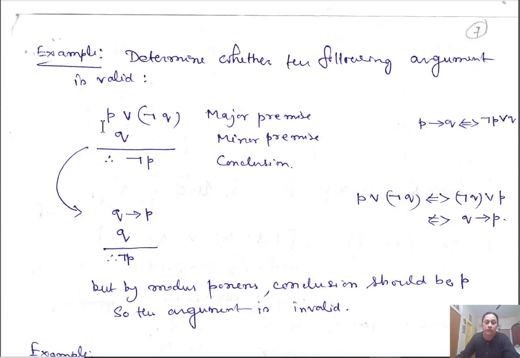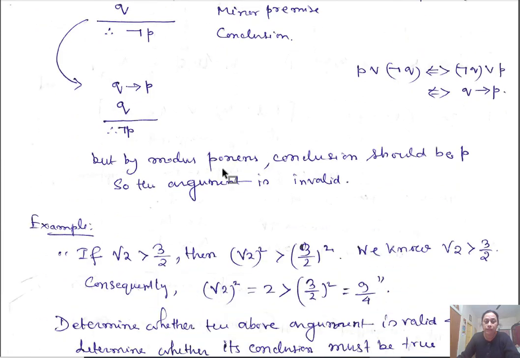So I can rewrite the first premise as Q implies P, then Q, therefore negation of P. Now by modus ponens, from Q implies P and Q, the conclusion should be P. But here I am getting negation of P, therefore this is not a valid argument. Using modus ponens, this one is not a valid argument.